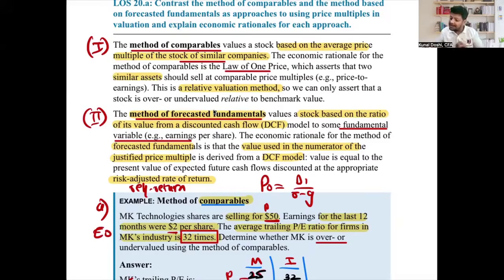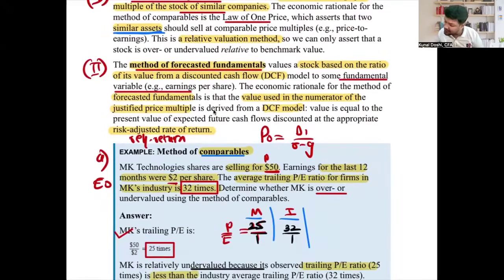So we are going to compare similar assets' prices in the market, and accordingly we'll decide whether our stock is relatively under or overvalued, right? This is called the method of comparables, where we find the average price of similar or identical companies. But when I say method of forecasted fundamentals, this is where we use the justified valuation. The valuation is not based on actual price, but on our Gordon's growth or intrinsic valuation.